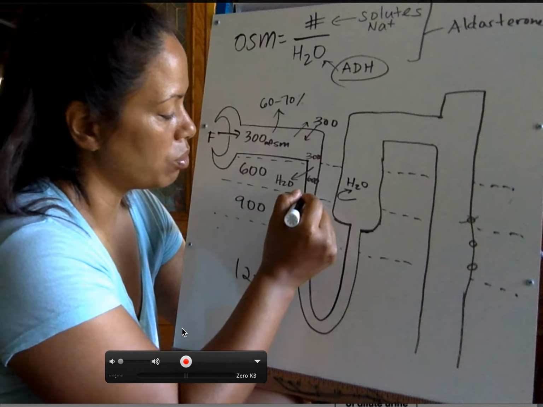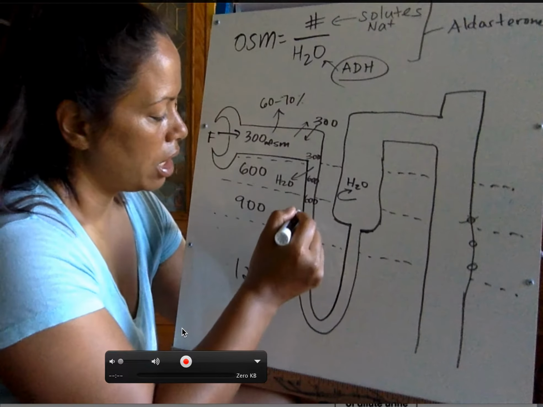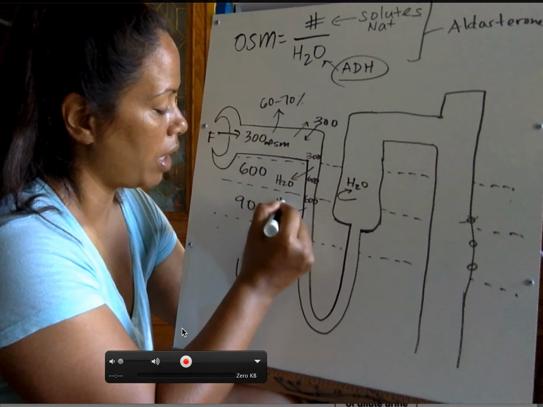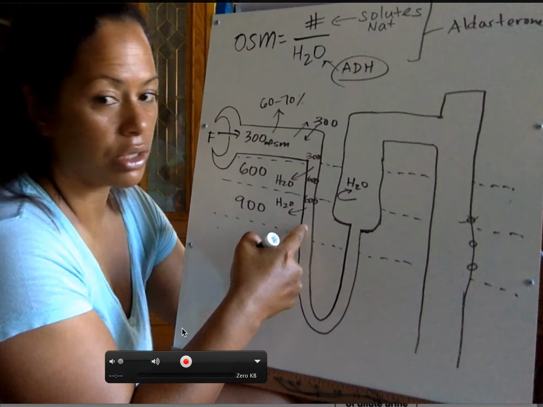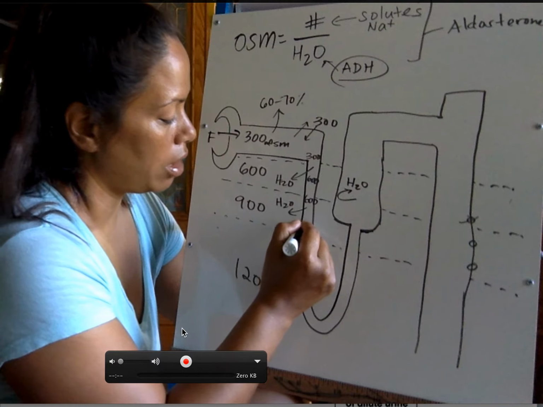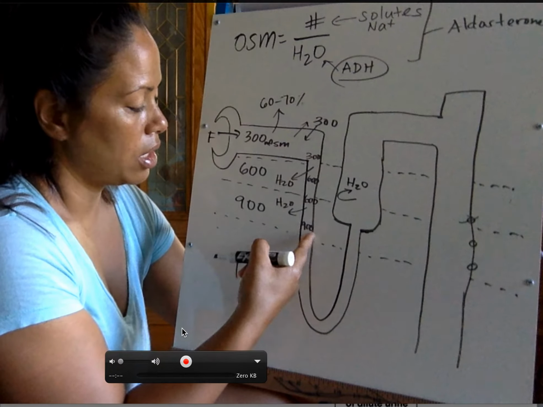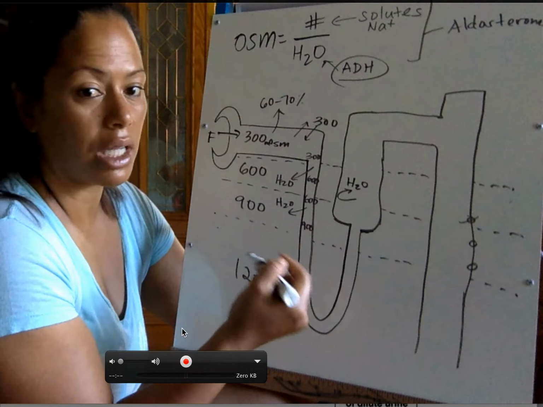Okay, now 600 moves into the next layer. And where does water want to move? The higher concentration was 900, so water wants to move out. Well, what happens to the concentration inside the nephron? It gets closer and closer to 900 until eventually it's the same. 900, 900, inside, outside, equal.